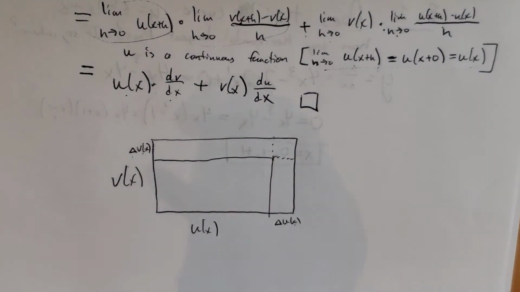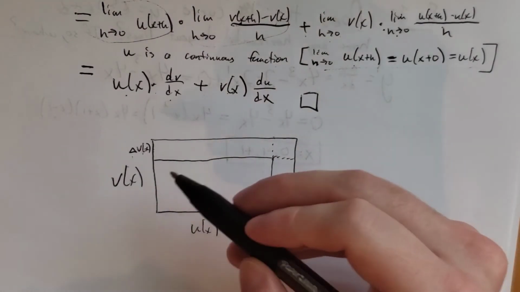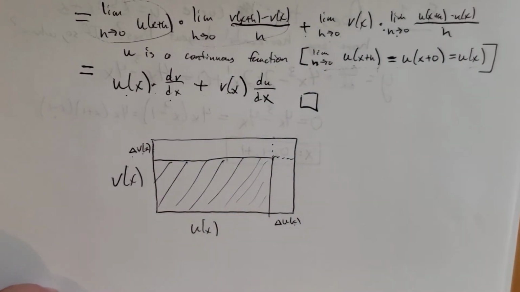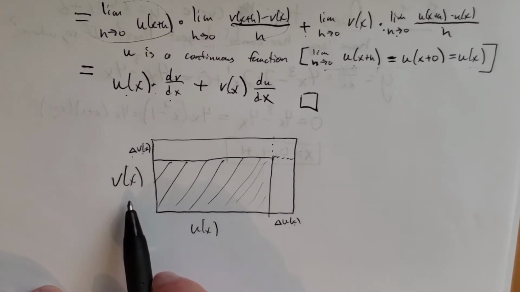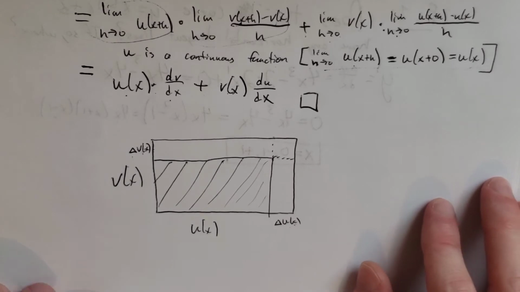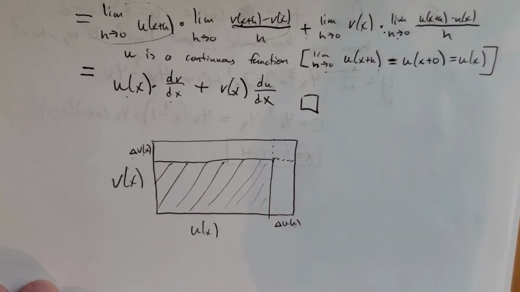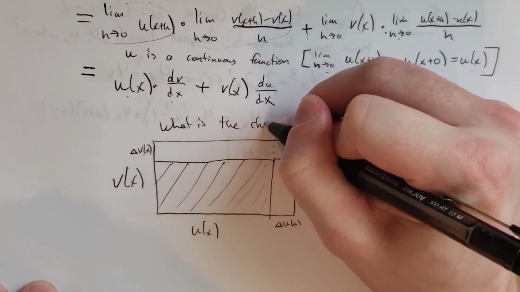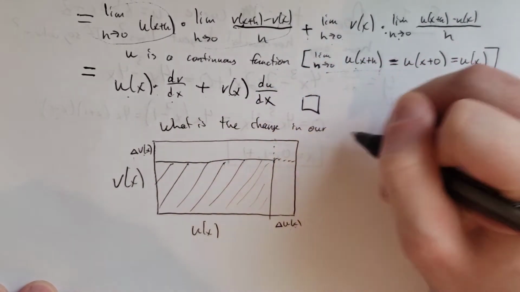So what we want to do is we have the product of v of x and u of x here, right? That would be this region. And we want to ask what the change in u of x times v of x is if we add h in the horizontal direction, so in our independent variable. Well, let's think about what that is. What is our change here on this product? That's our question. What is the change in our product?